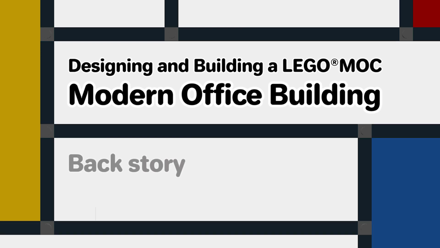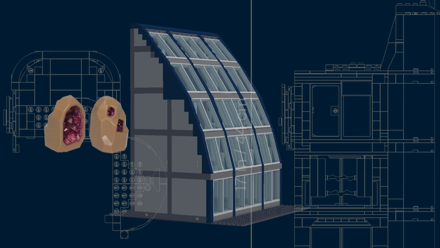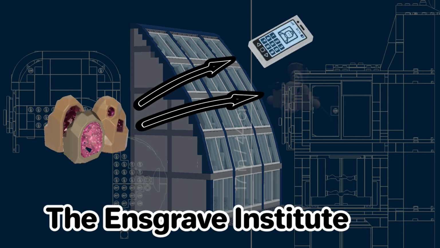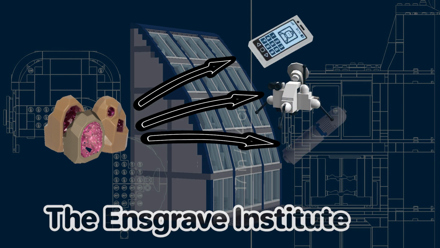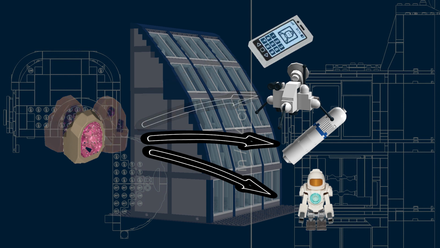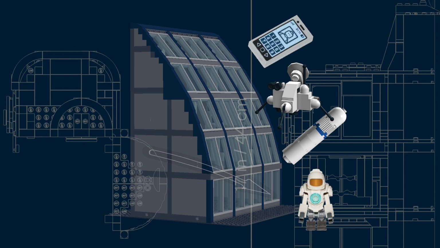I've now developed a backstory for the building that becomes part of the concept for the MOC. Ensgrave Enterprises wants to set up a research institute in our city. The institute will look at further use for encomium, a rare and expensive element found here in Euphoria, which is now being used in modern technological devices.